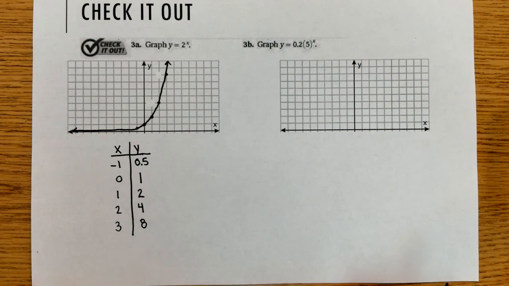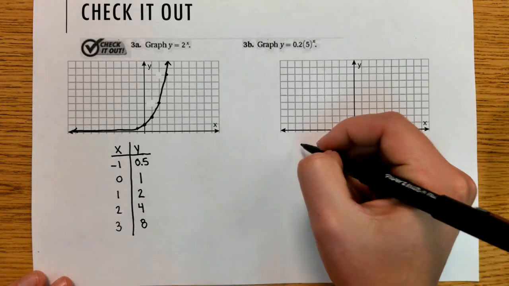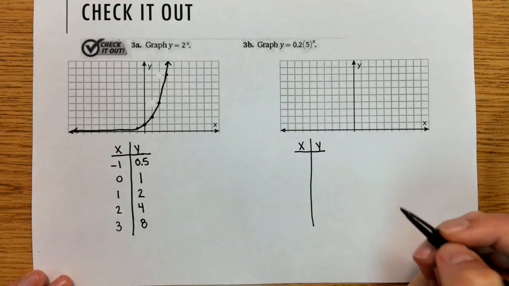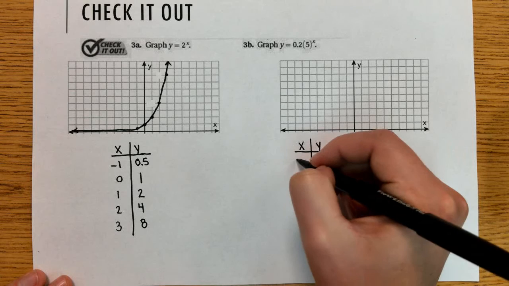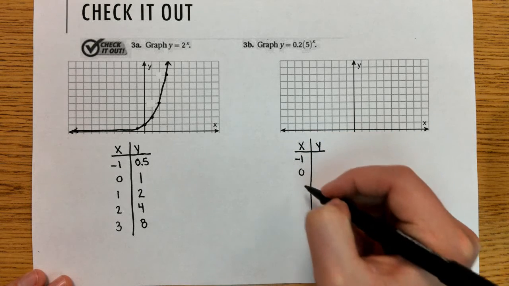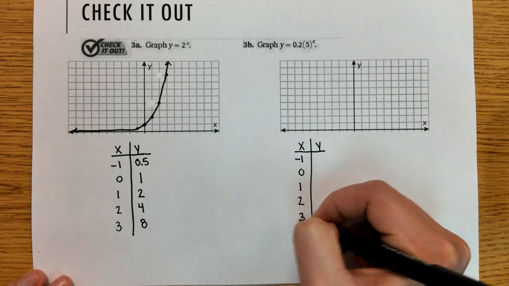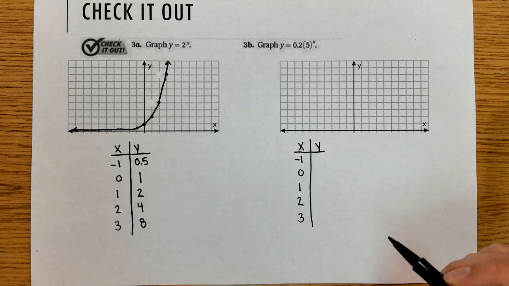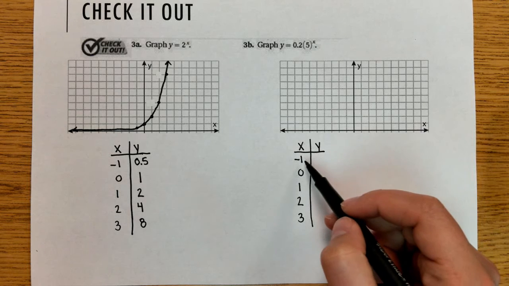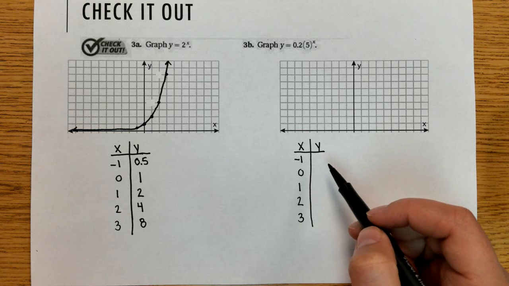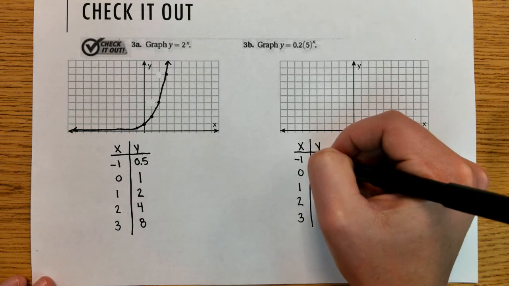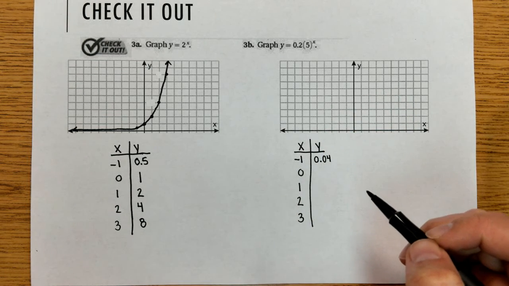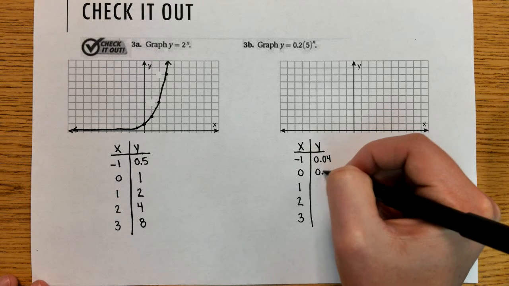For B, we have y equals 0.2 times 5 to the x power. So again, we're going to create an XY table. My x values, I'm going to go ahead and do -1, 0, 1, 2, and 3. So 5 to the -1 power, that is going to give you 0.2 times 0.2 will give you 0.04. So this is a pretty small number. So 0.04. And then 5 to the 0 power is 1 times 0.2 will give you 0.2.